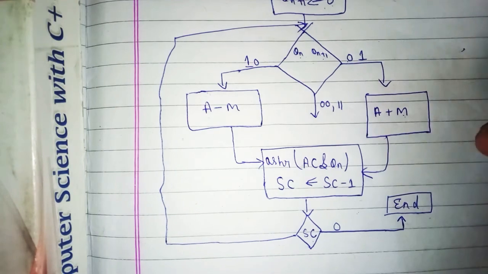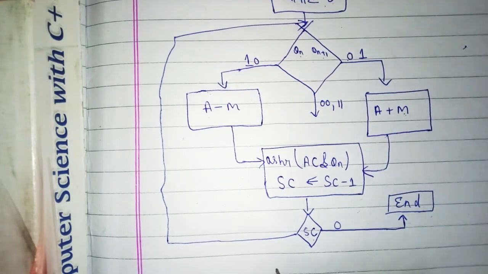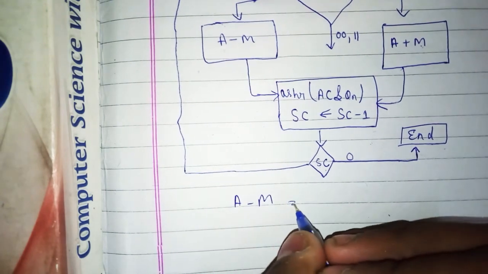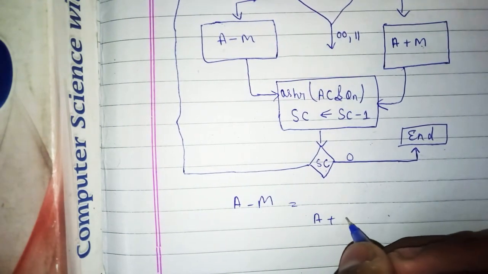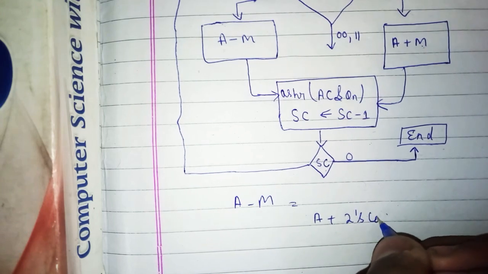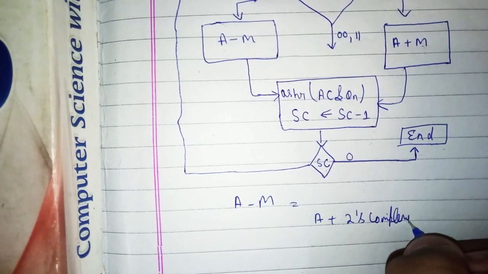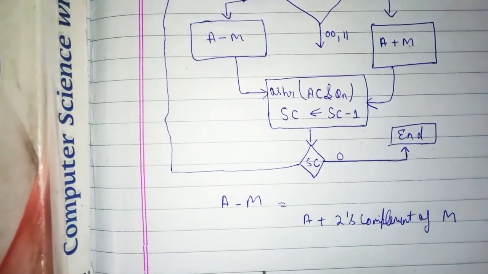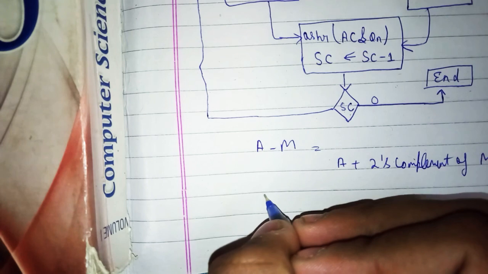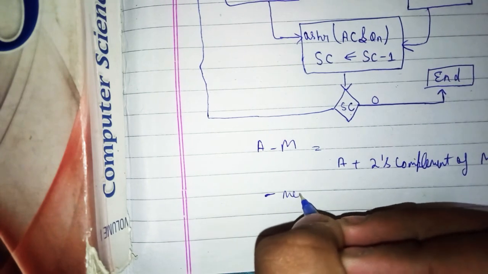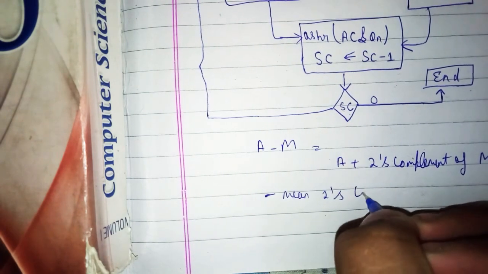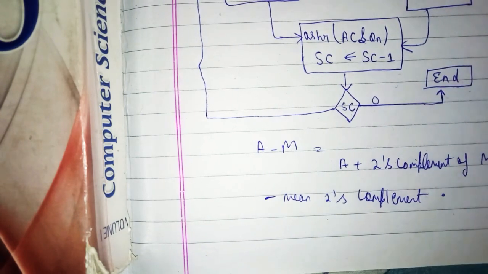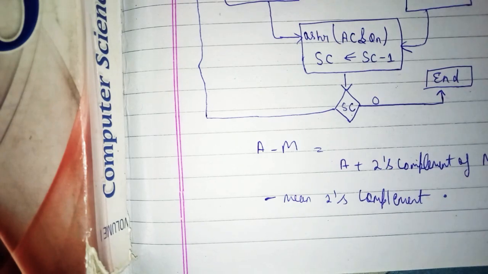And see this, what a minus m means. a minus m means a plus 2's complement of m. Okay, negative or minus means 2's complement. So we can see our example of how this Booth algorithm will be performed.